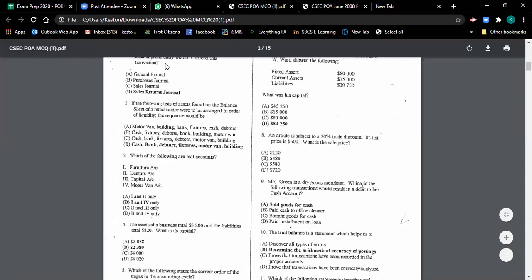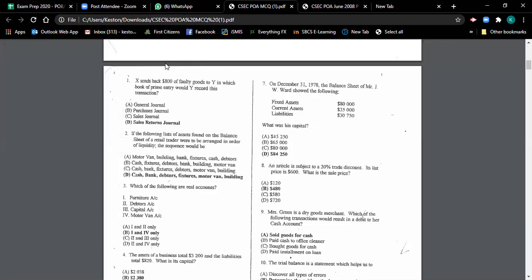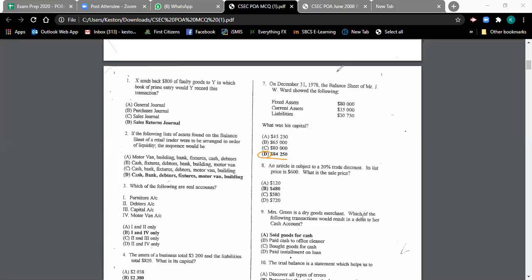7. On December 31st, 1978, the balance sheet of Mr. J. W. Ward showed the following. What was his capital? Now, you don't know if these answers I seen here might be right, eh? Check it. I didn't do these. Total capital. Yep, D is correct. Very good.